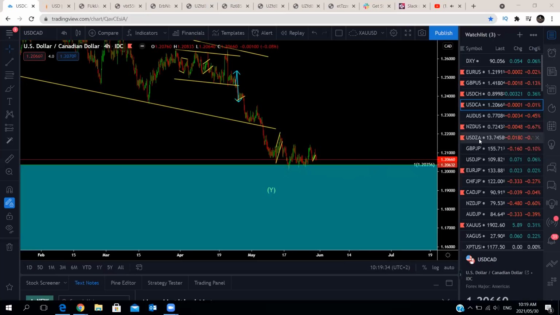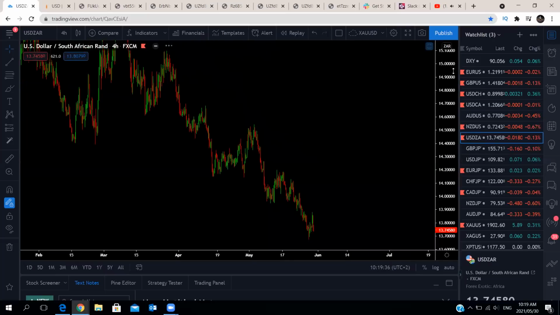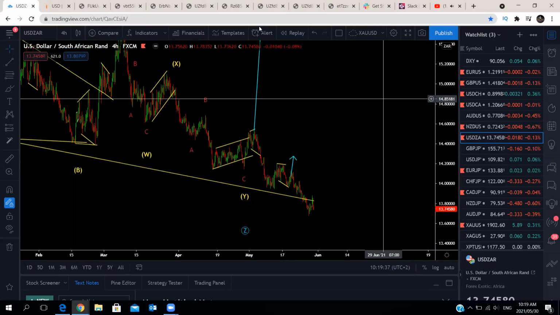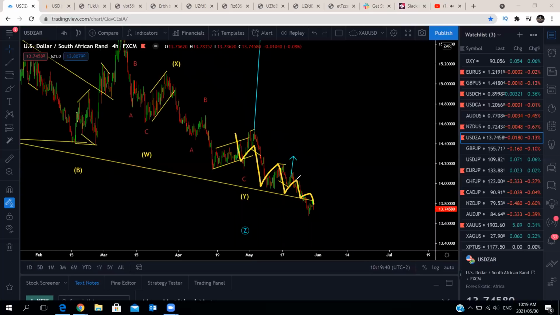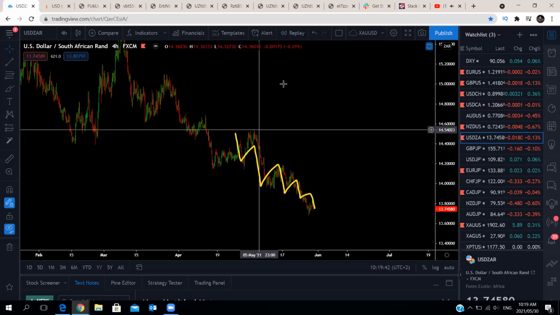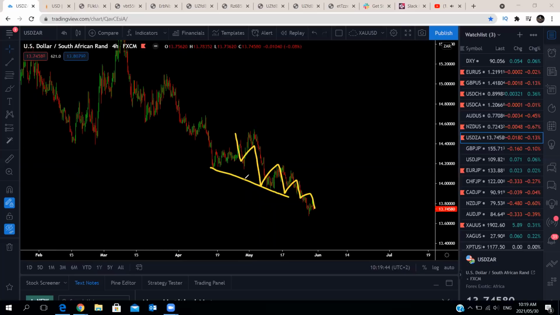Now, US dollar CAD is correlated to US dollar ZAR, and we will expect the same thing on the US dollar ZAR. So also starting to form a base here, possibly an ending diagonal here. So on US dollar ZAR, when US dollar CAD starts pushing to the upside, we'll expect the same. But US dollar ZAR is still going to show us one more down here before any bounce.